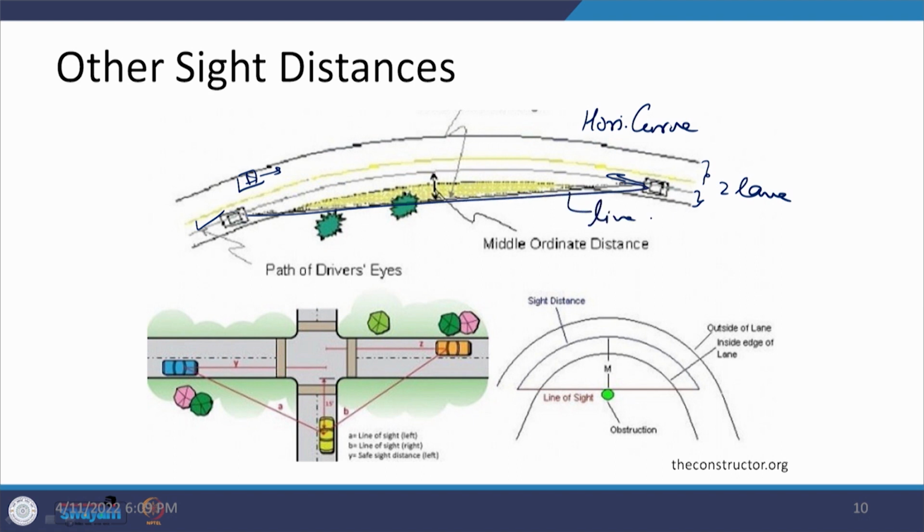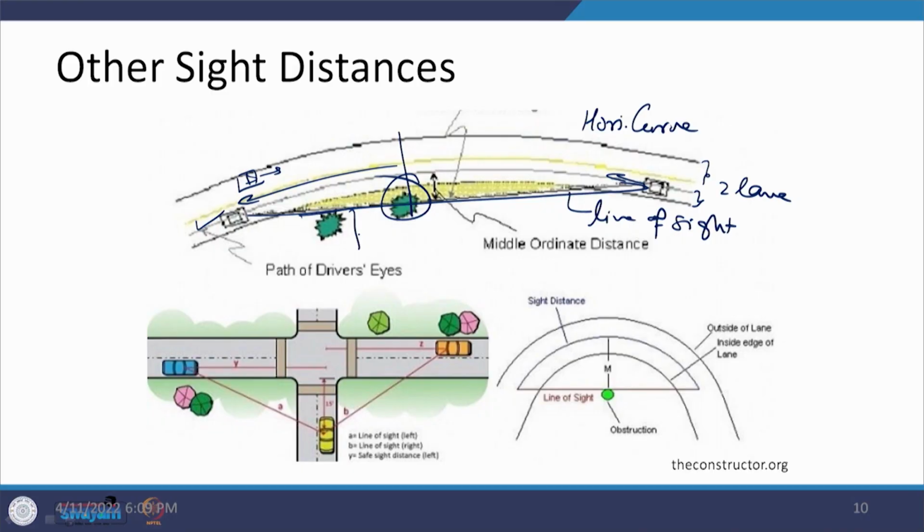So, this line of sight is there, and if this line of sight is being obstructed, then the driver of this vehicle will not be able to see what has happened ahead on this distance. Therefore, all of these obstructions should be clear of the line of sight, and we should have a clear vision in this particular area. That is what we are going to discuss.